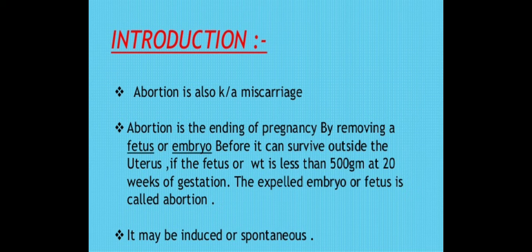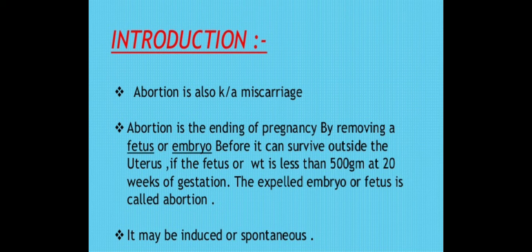So basically, when we use the term abortion, it means the ending of the pregnancy, but there are two conditions. The lady should not cross the gestational age of 20 weeks, that means 5 months. It should be within 20 weeks, and the weight of the fetus should be less than 500 gram. So that is about abortion, and it may be induced or spontaneous. There are two types of abortion.